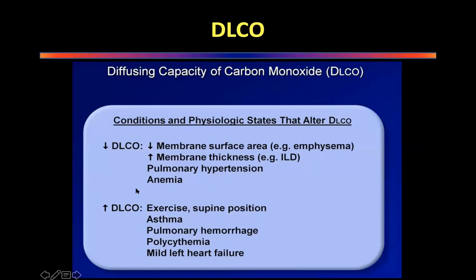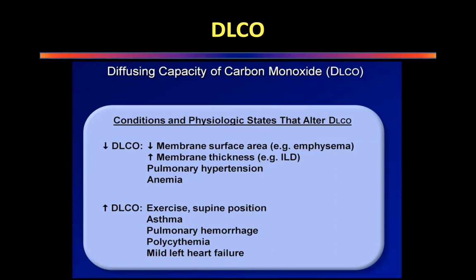What are the conditions which increase the DLCO? Anytime when the perfusion is increased, when there is more blood coming into the lungs, then you get an increase in the carbon monoxide uptake. So exercise can increase it. Supine position can increase DLCO. In asthma, there is evidence that there is increased pulmonary perfusion of the upper lobes, so the DLCO goes up. If you've got bleeding in the lung, then more hemoglobin is available in the alveoli and more of the carbon monoxide diffusion takes place. Similarly with polycythemia, similarly with mild left heart failure. All of these increase the pulmonary congestion and increase the uptake of DLCO.